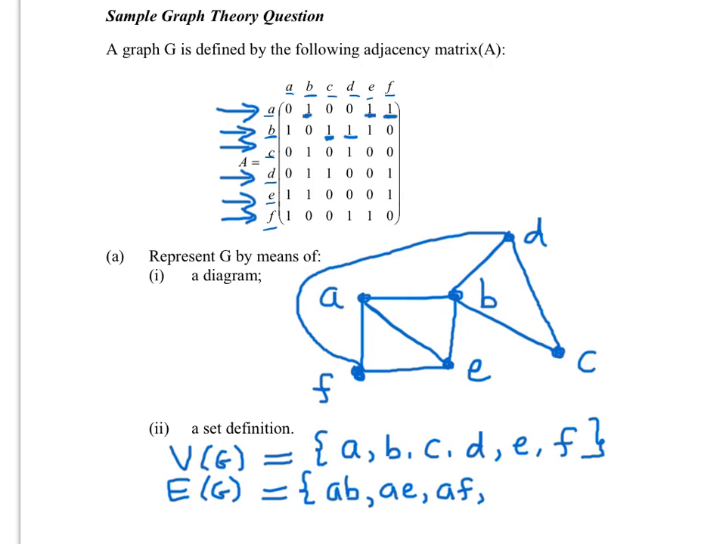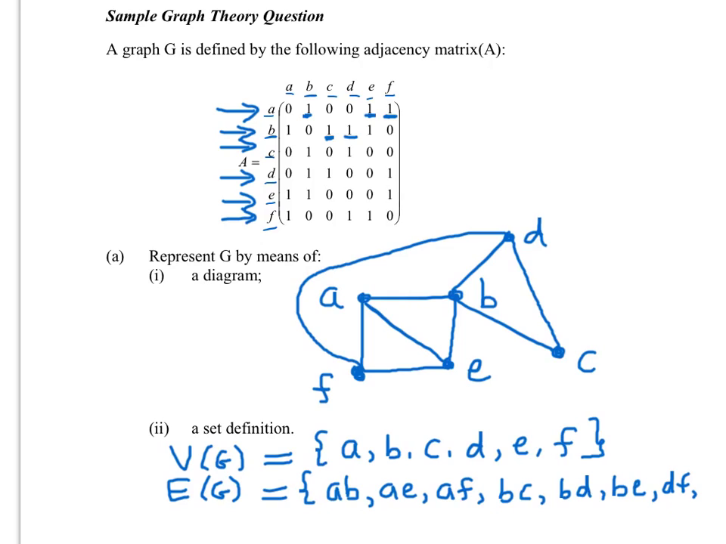If I move on to B, I have B is connected to C, B is connected to D, and lastly, B is connected to E, comma. If I move on to D, D is connected to B, D is connected to C, and D is connected to F. If I move on again to E, E is connected to A, we have that.